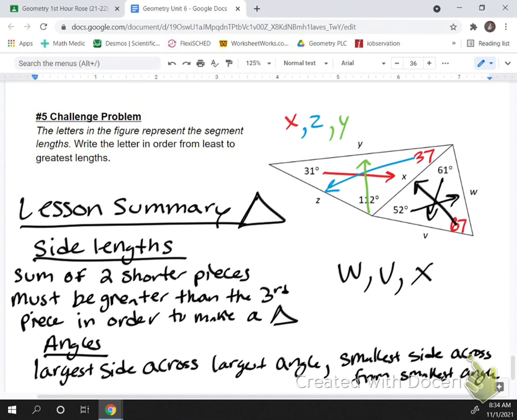Your homework, we got about 10 minutes. Let's get started. It's 1 through 10. Homework, 1 through 10, and it should be on the back of that second notes page.